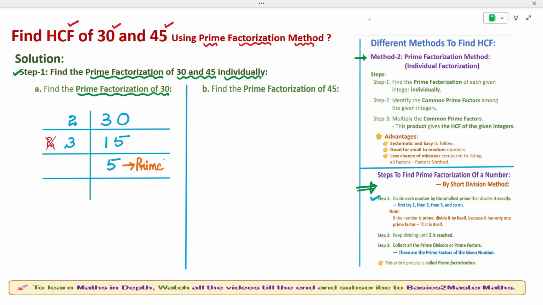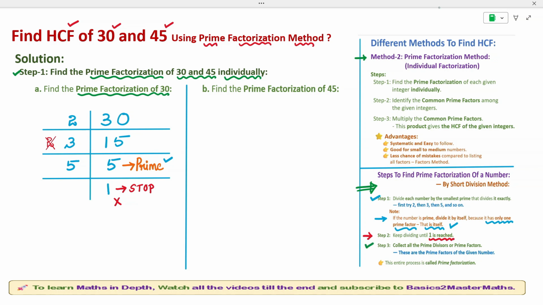Observe here, 5 is a prime number. So, divide it by itself because it has only one prime factor, that is itself. Since 5 divides 5 exactly, we get 1. As per step 2, please stop here since 1 is reached.